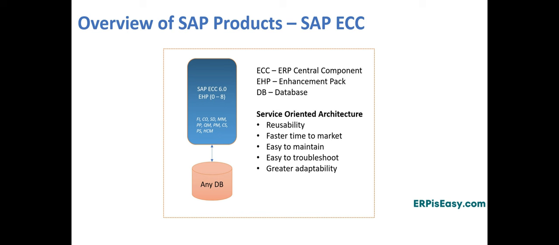Testing. This is an important stage in an SAP project. Four types of testing usually take place, and they are as follows: unit testing, system integration testing or SIT, user acceptance testing or UAT, and then dress rehearsal.